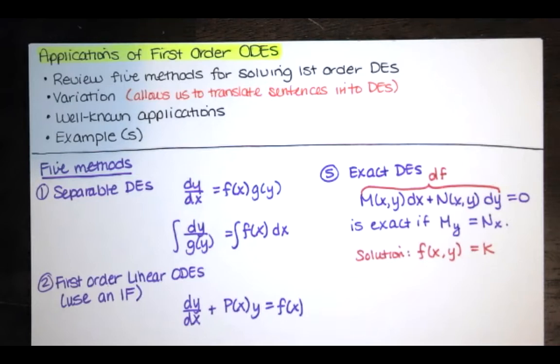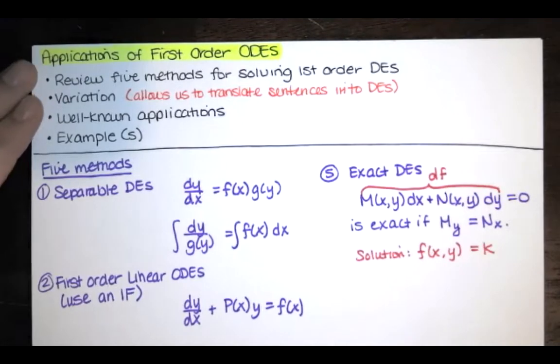And then we'll do at least one example and maybe 2 examples if we have time. I have a feeling we're only going to do 1 example because this video is already getting long and we haven't talked about variation yet. So let's start talking about variation.